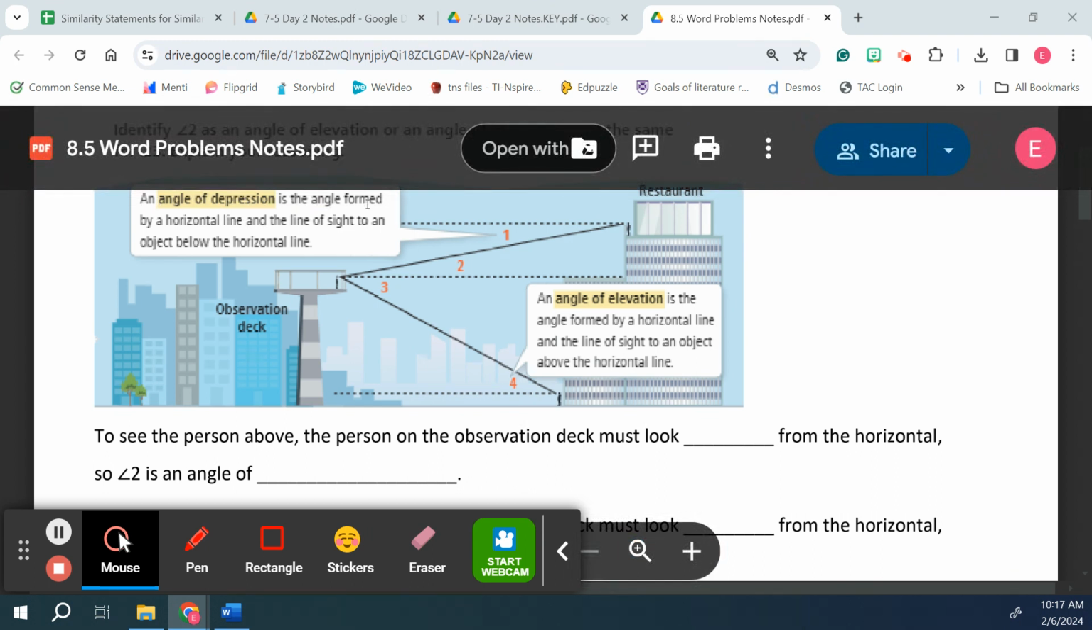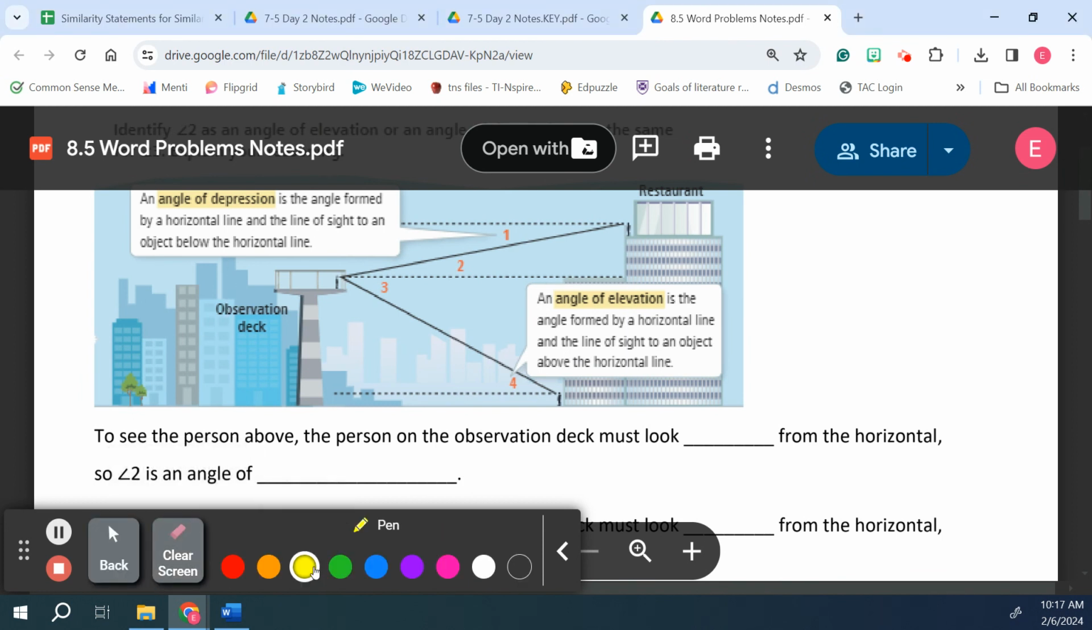An angle of depression is the angle formed by a horizontal line and the line of sight to the object below, okay? The horizontal line. So you are going to want to highlight this line. That's the line of sight, and from the line of sight, you're going down. Now, they don't always give you that, so you have to identify it. So that's an angle of depression.